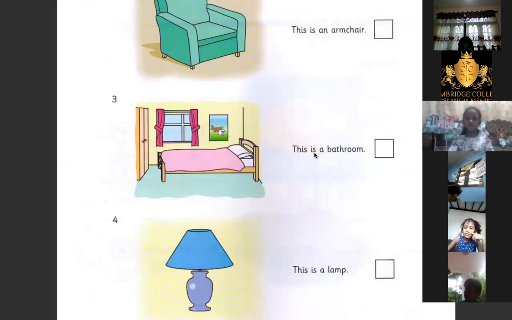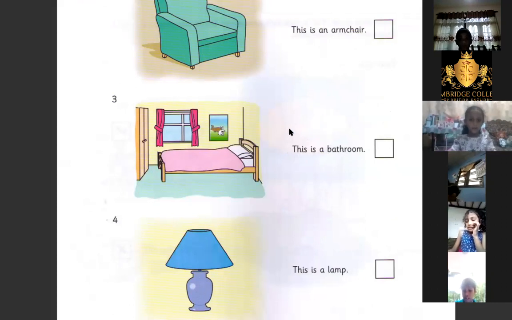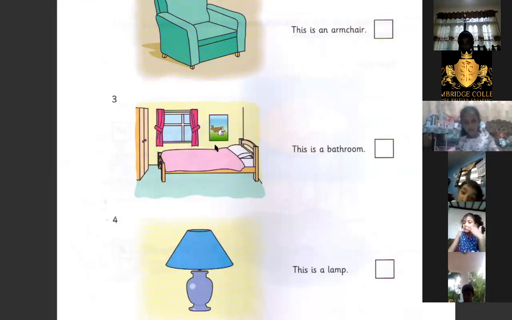This is a bathroom. This is a bathroom. Yes, this is a bathroom. Now tell me, can you see a bathroom in this picture? Is that a bathroom? No. No, it's a bedroom. What is it? It's a bedroom.